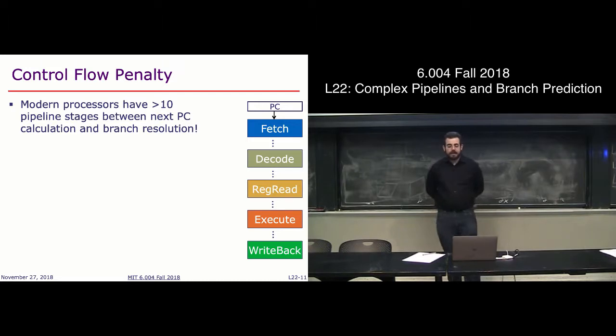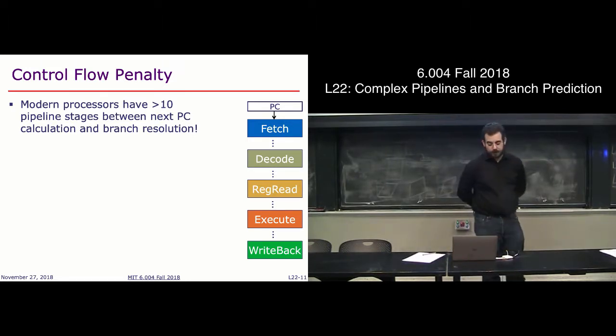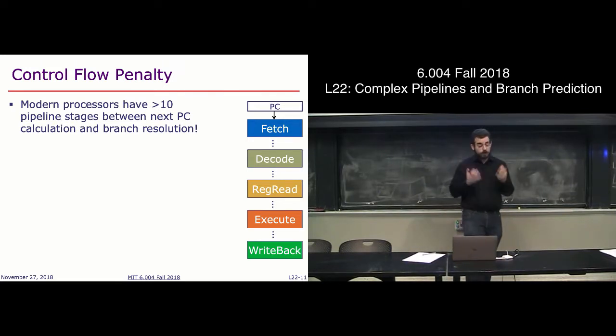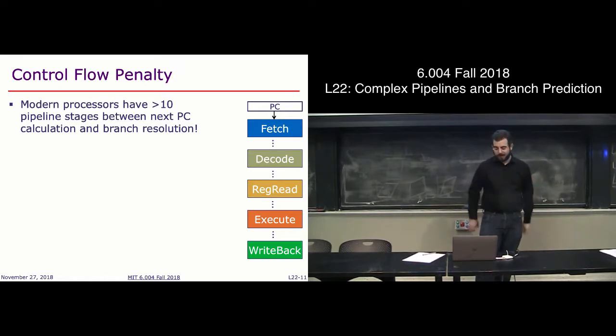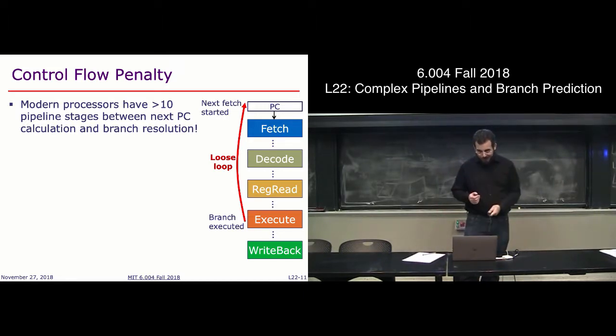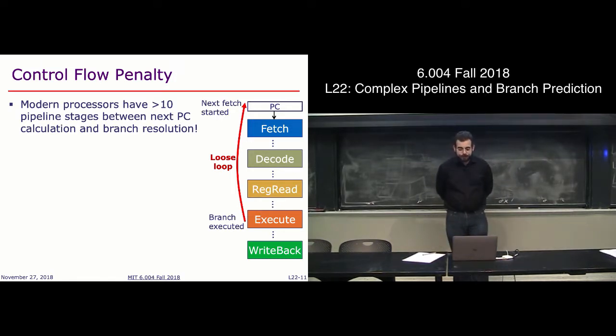In recent processors, you'll take anywhere from 10, 15 cycles from when a branch is fetched until it is resolved, until it is executed and you actually know for sure whether the next PC was what you predicted or something else. And so this is what we call a loose loop. We say that when you have a lot of pipeline stages between two events that essentially create a dependence through the pipeline, this is a loose loop. And it's a loose loop because there's more than one pipeline stage between them. And that's going to impact performance.